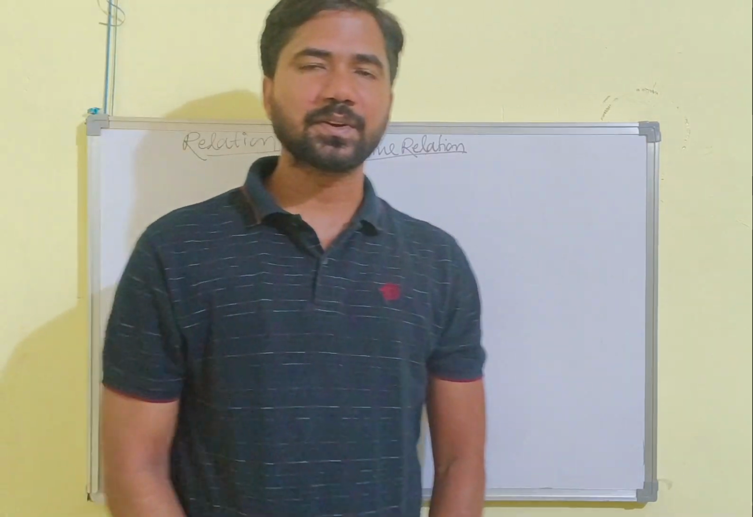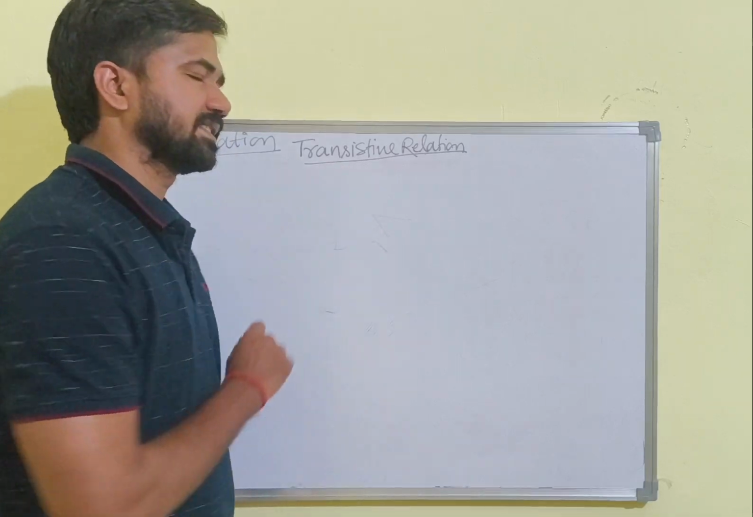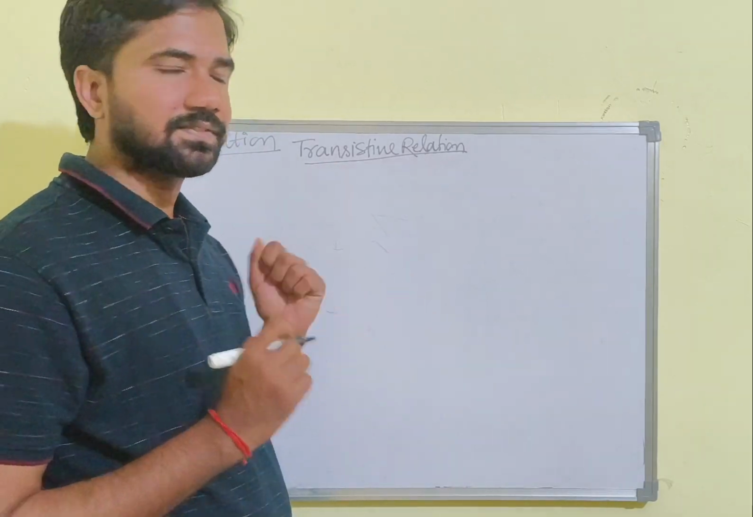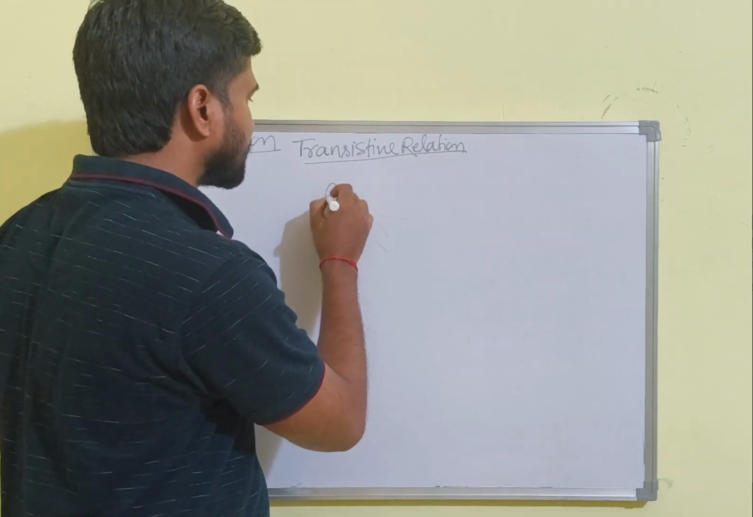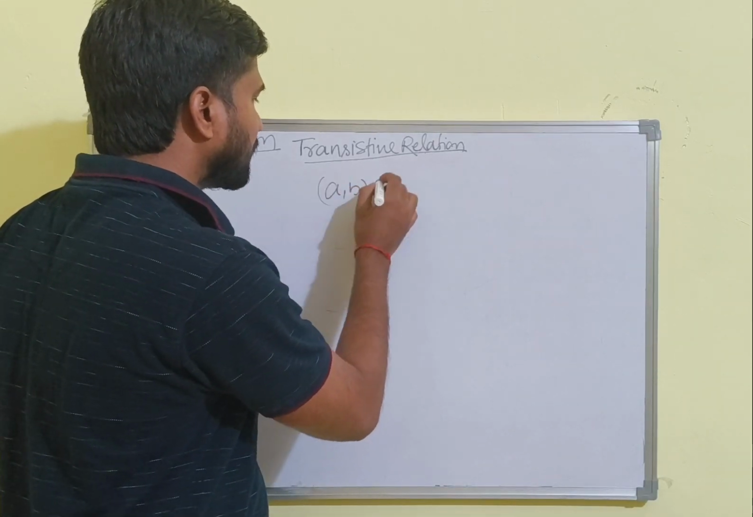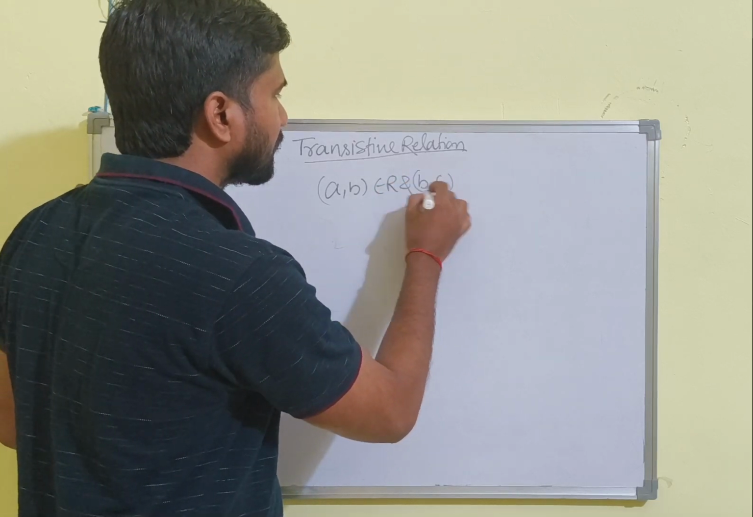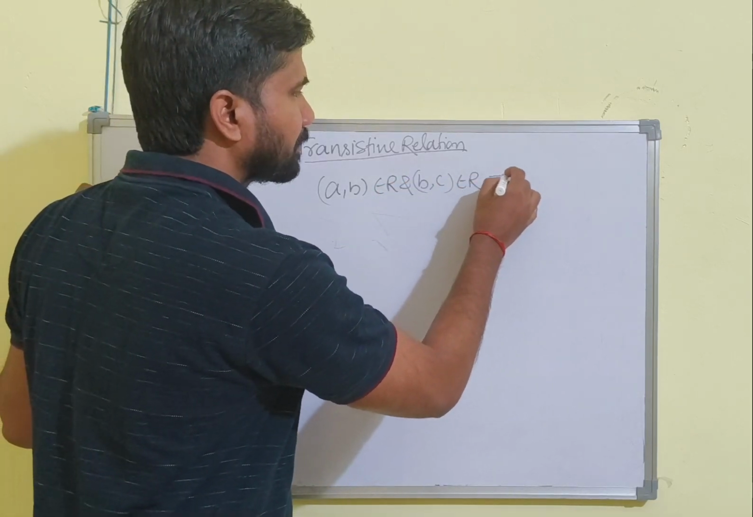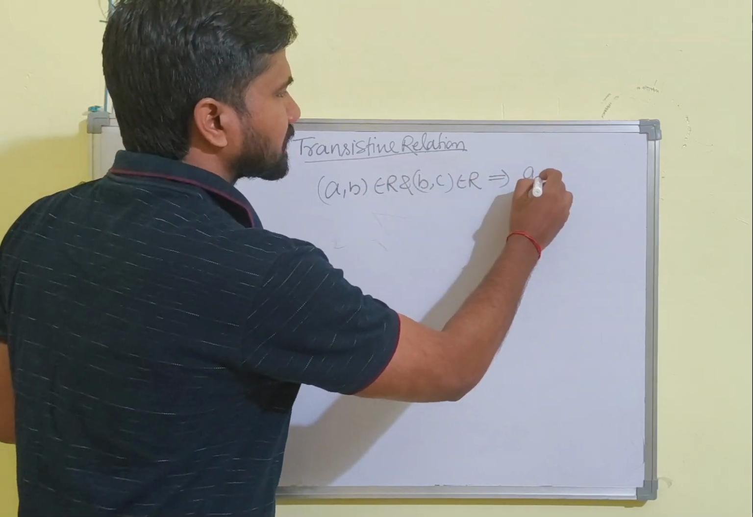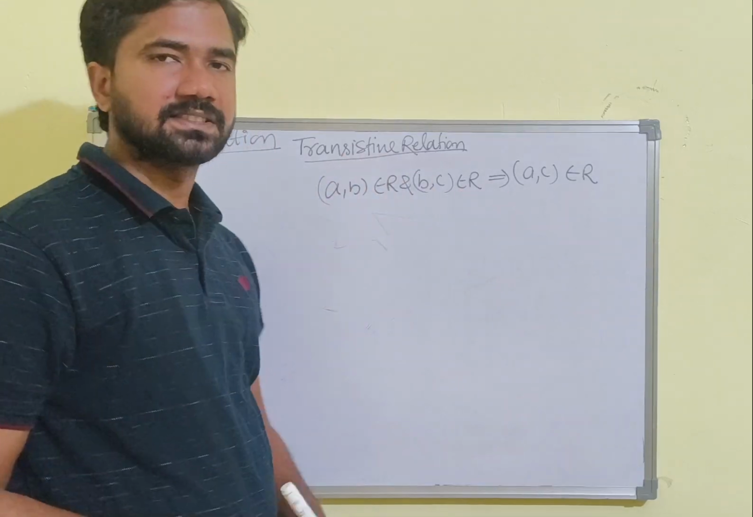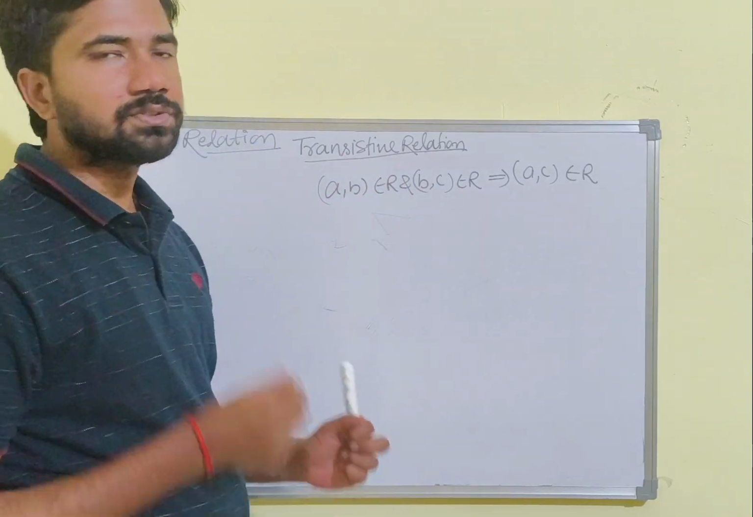Hello, now we are going to discuss transitive relation. What is the transitive relation? So simply, let's first see the definition. What is the condition for a transitive relation? If (a, b) belongs to R and (b, c) belongs to R, that implies that (a, c) also belongs to R. This type of relation is known as a transitive relation.